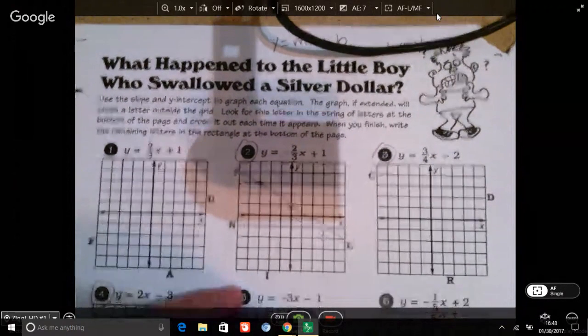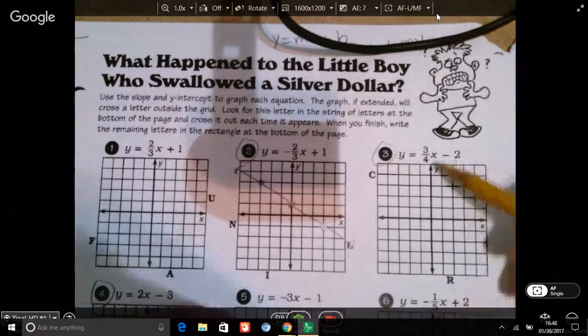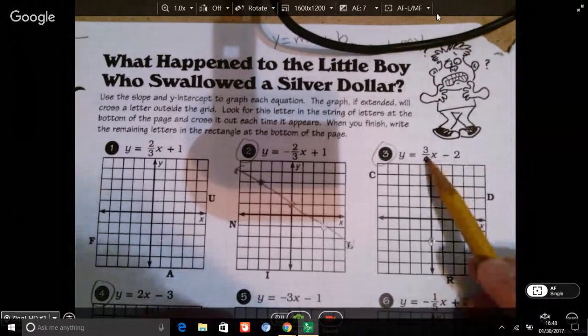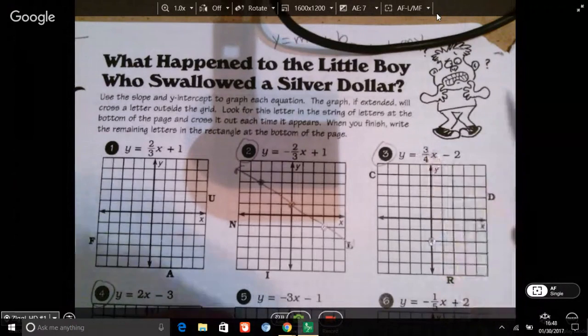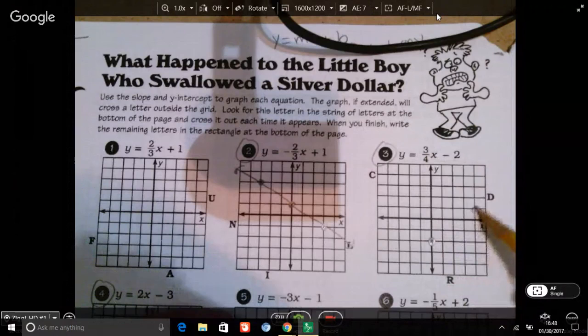For number 3, the y-intercept is negative 2. So on the y-axis, you start at negative 2 by putting a point there. Now the slope, the coefficient of the x, is 3/4. It's positive, which means the top number you go up. So from negative 2, we go up 3. 1, 2, 3. The bottom number, no matter what, you always go right. So you go right 4, and you put a point.